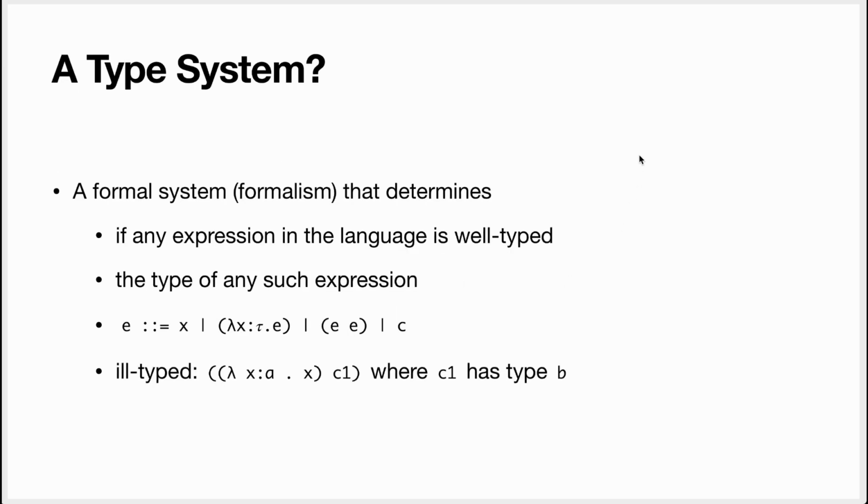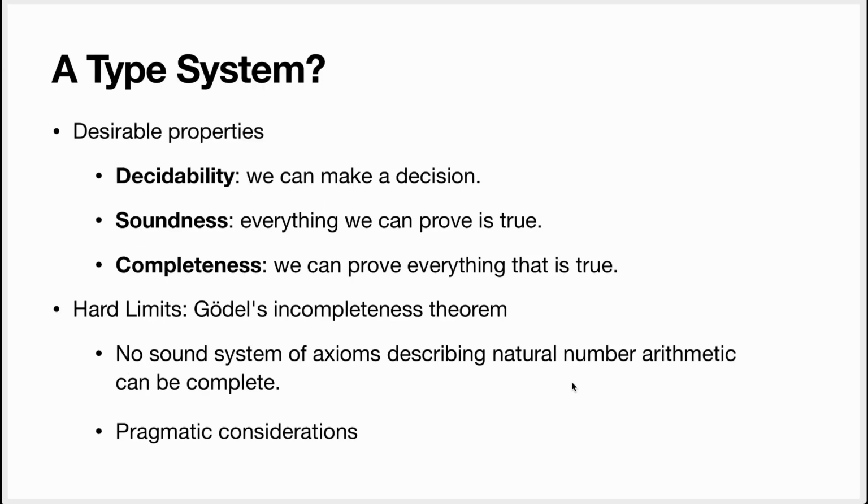We haven't really said what a type system is. A type system is a formal system, or a formalism, that determines for any expression in the language if the expression is well typed, and if the expression is well typed, what its exact type is. So let me give you an example. In the simply typed lambda calculus, this expression is ill-typed. And it's very simple. It's an abstraction with a parameter of type A, and we apply it on a constant of type B. So obviously, B to A, that's not compatible. So this is ill-typed.